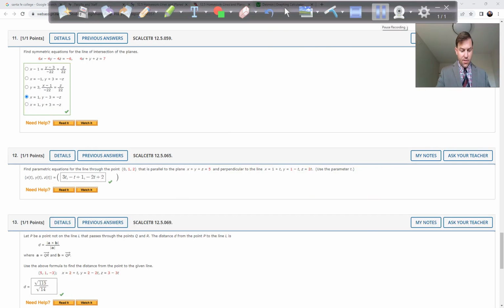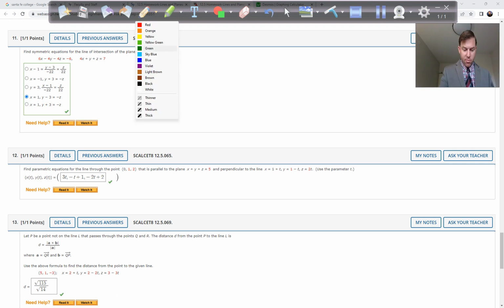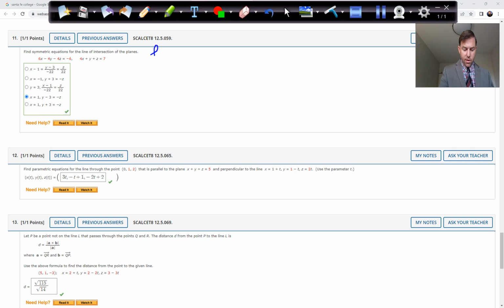Okay, for problem 11 it says find symmetric equations for the lines of intersection of the planes. So for this, we're going to again find that common point that's on both. So we can do it just like before. We're going to let z equal 0. So for the first one, we're going to get 6x minus 4y equals minus 6. And for the second one, we're going to get 4x plus y equals 7. So the z's have gone away, and we get two equations that look like this.